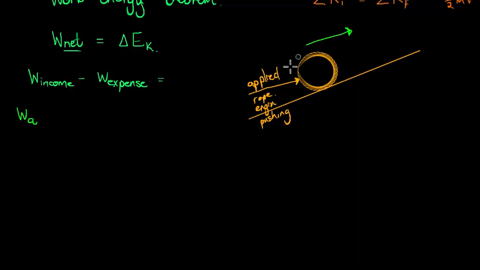Now, what other forces are acting on this object? Frictional force. Frictional force is always in the direction or in the opposite direction? Opposite. Always in the opposite direction. So here we have frictional force acting on the object. The work done by friction.